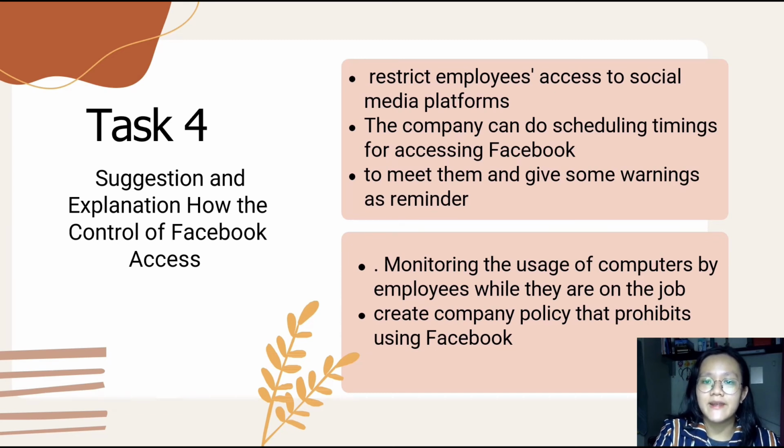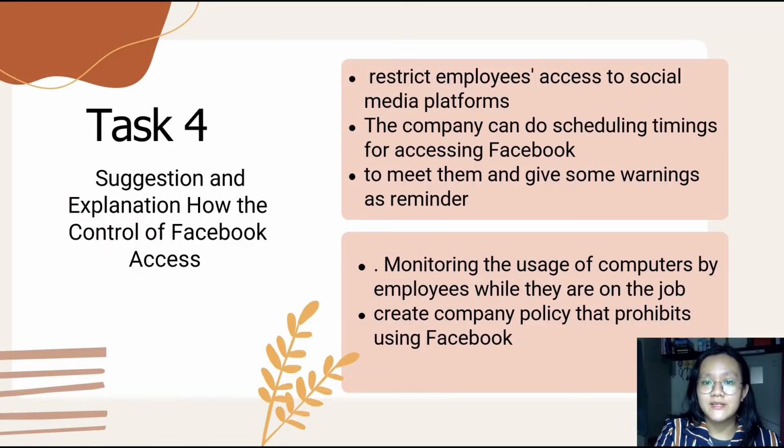Whenever an employee spends time during office hours on Facebook, they need to meet them and give some warnings as a reminder. It is because the overuse of social media websites by employees can easily lead to the loss of several hours of productive time. The company needs to remind them that what they do is wrong and can affect the company itself.